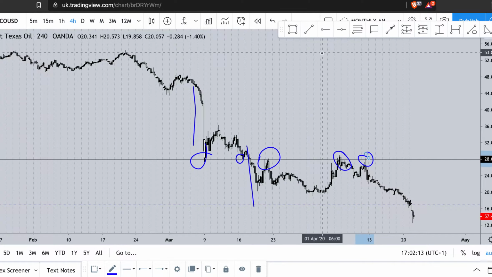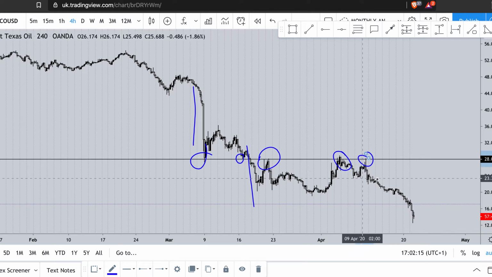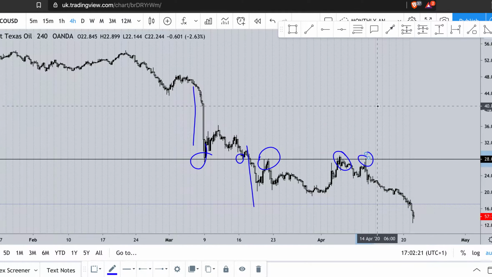So you know that price is delicate around this area. People are interested in that number, $28 a barrel. We're down here at 14.